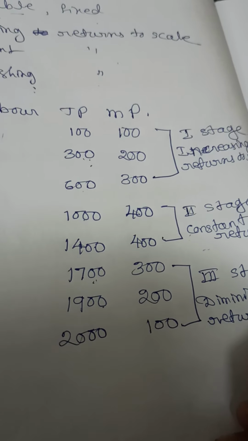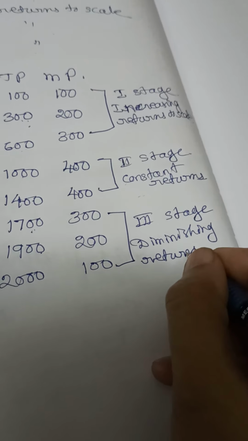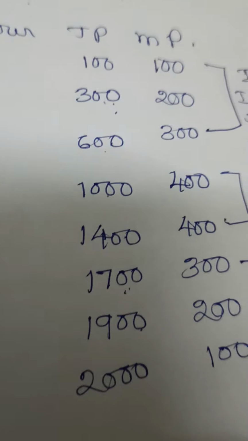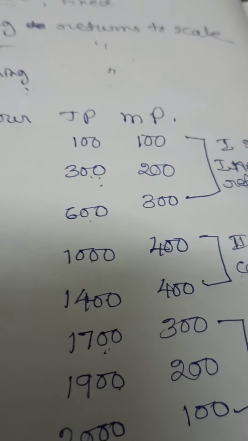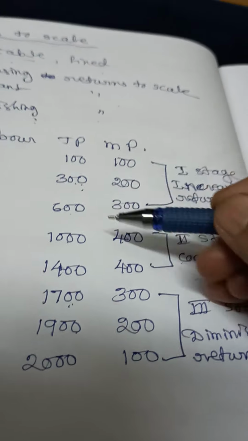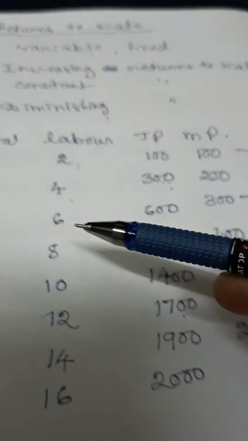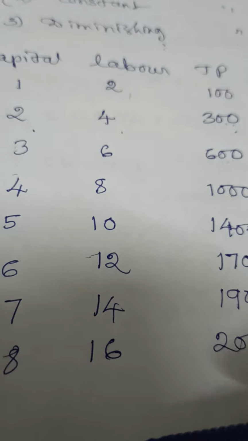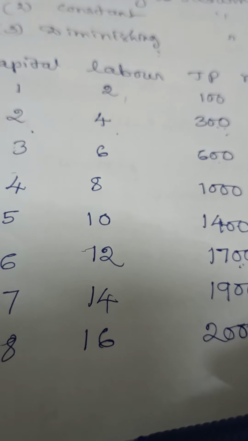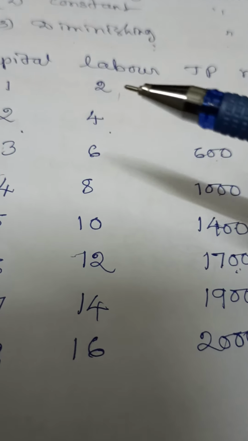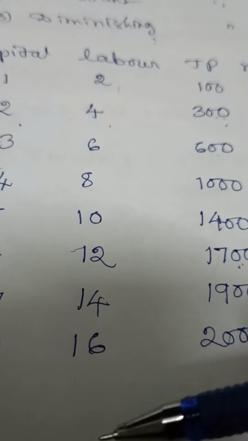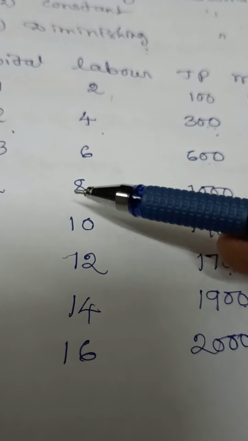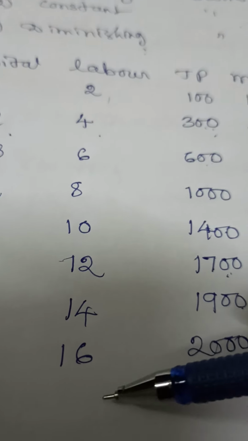Diminishing returns to scale. So now that is how to write the schedule. You write capital 1 to 8, 1 2 3 4 5 6 7 8. Then you can take labor also 1 and you can write 1 to 8, or if you are taking 2, that is the 2 table, 2 4 6 8 10 12 14 16.